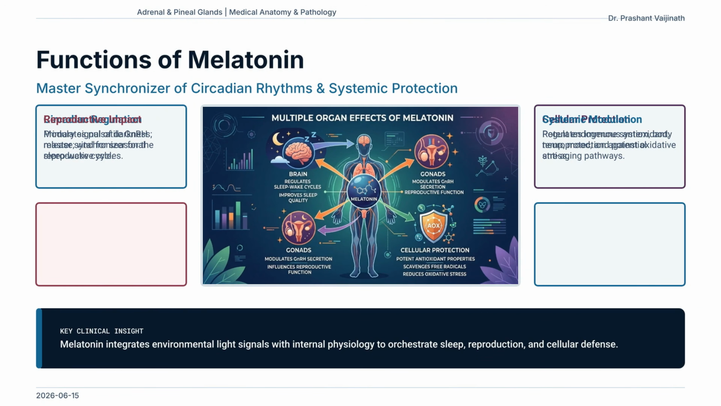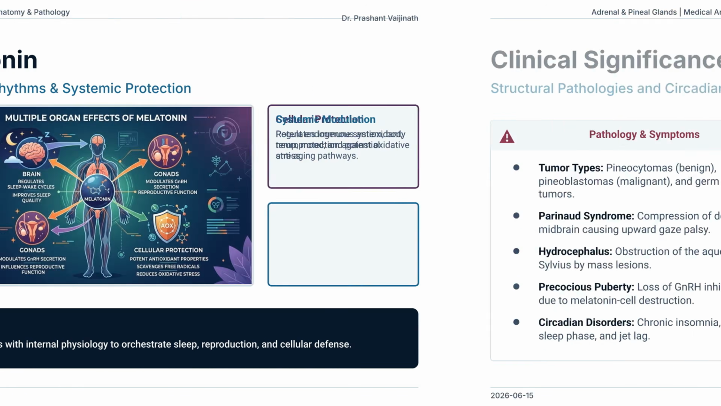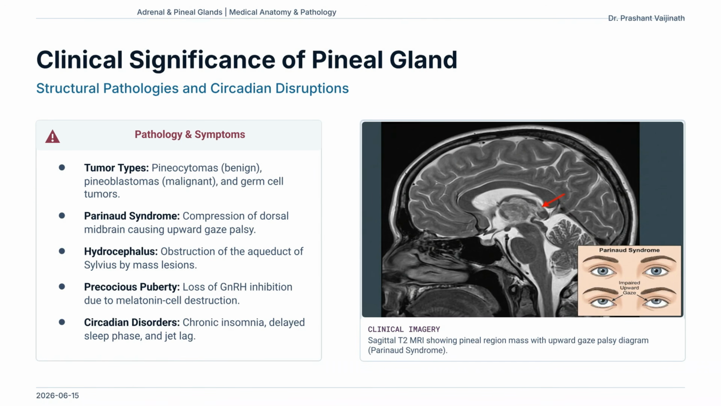Melatonin is the master synchronizer of circadian rhythms, primarily signaling darkness and regulating the sleep-wake cycle. It also impacts the reproductive system by modulating GnRH release. Additionally, melatonin provides cellular protection as a potent endogenous antioxidant, protecting against oxidative stress and modulating the immune system and body temperature. The pineal gland's clinical significance involves structural pathologies and circadian disruptions.